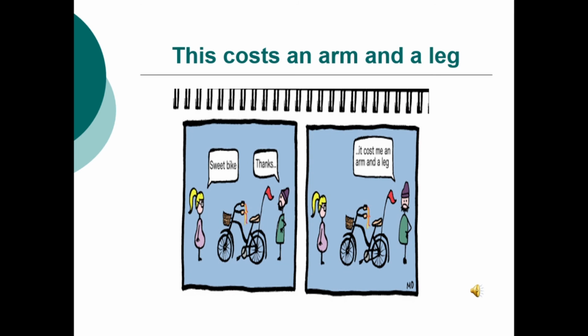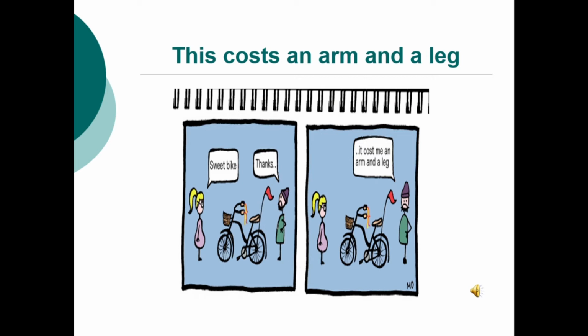Next one. This costs an arm and a leg. When something costs an arm and a leg, it means it is expensive. It means it's too much money. You have to spend too much money purchasing or buying this thing.